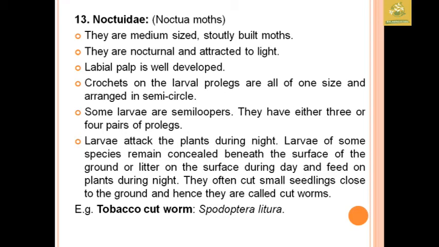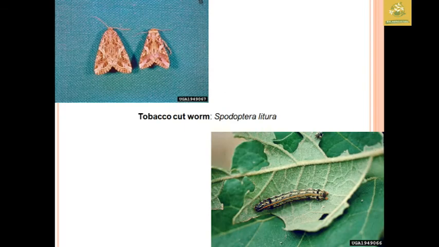And while seeing about the characteristics, they are said to be nocturnal as well as attracted to light, and they are said to be medium sized as well as stoutly built moths. And these are the pictures of the Spodoptera litura tobacco cutworm moth.